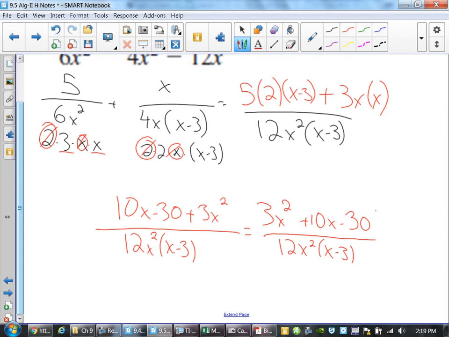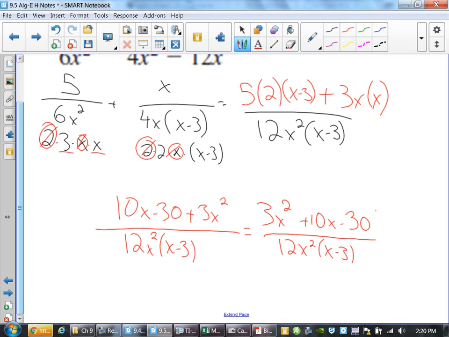What are the zeros of the denominator? 0 and 3. I have multiplicity at 0 and 3. Are we okay with that? Yes. Okay. Now, obviously in the numerator, I'm not going to have a 0 of 0. You guys agree with me on that?